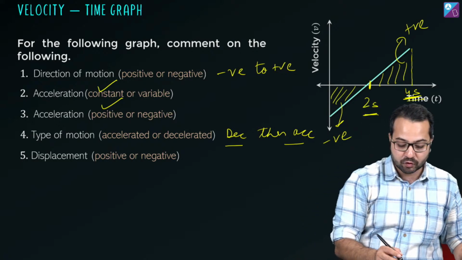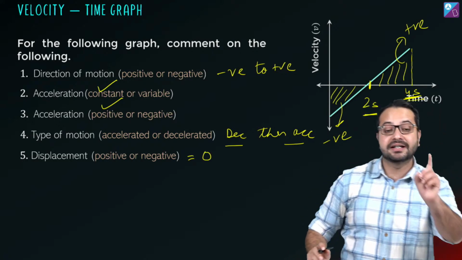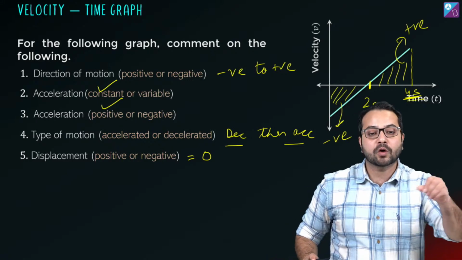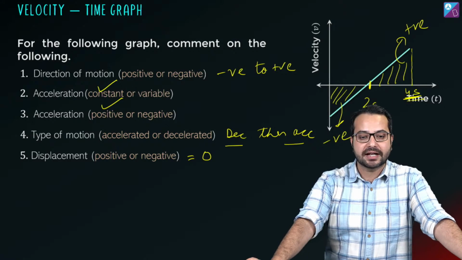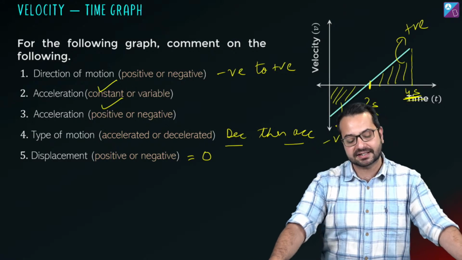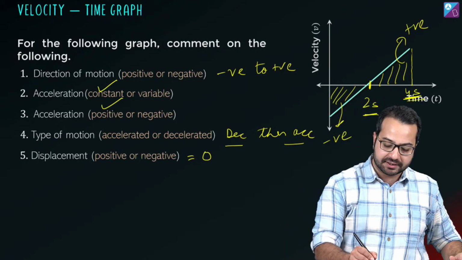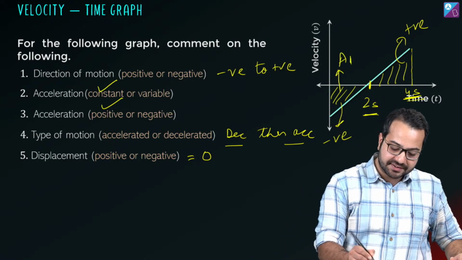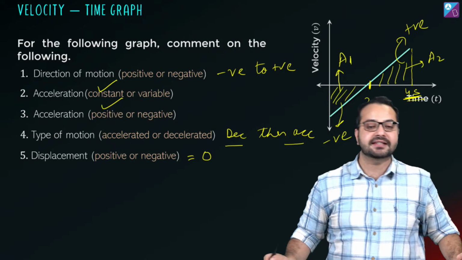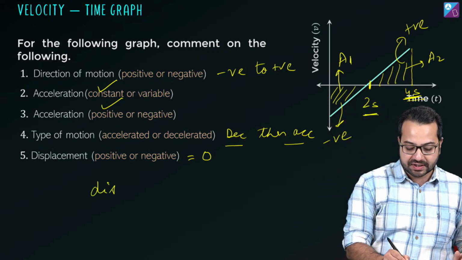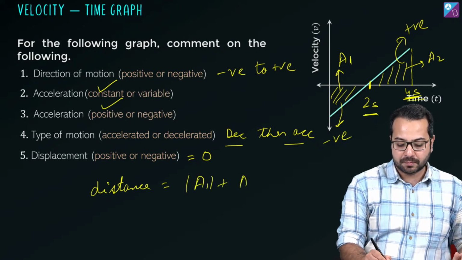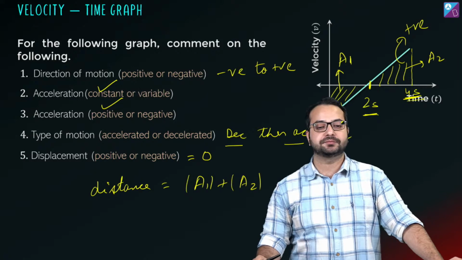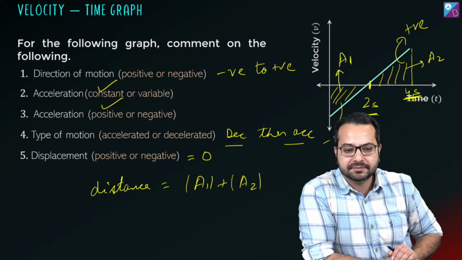यहीं पे अगर मैं तुमसे distance पूछता तो क्या करते? What would you do if I would have asked about the distance? Tell me. ठीक है? तो इस केस में क्या करते? Let's say this is area 1 and let's say this is area 2. So the distance would have been the mod of area 1 plus the mod of area 2. Correct? ये पता है ना?